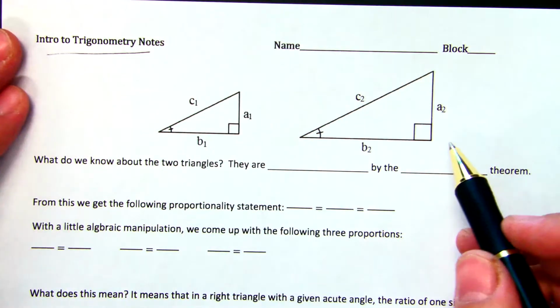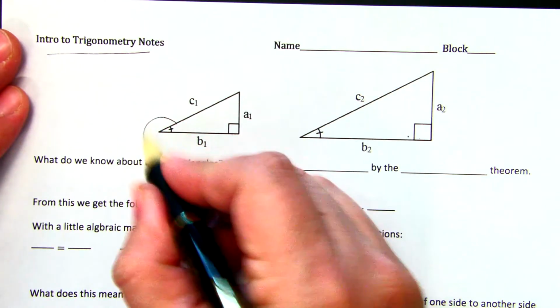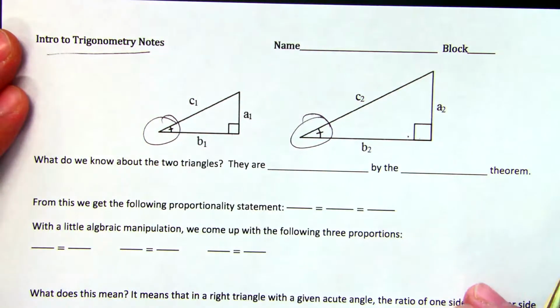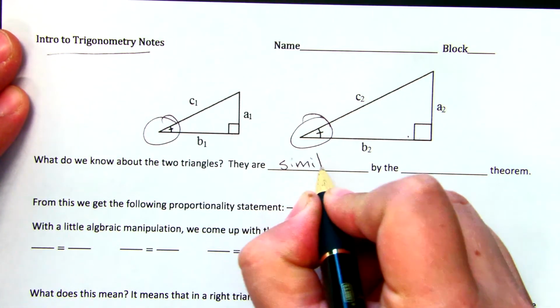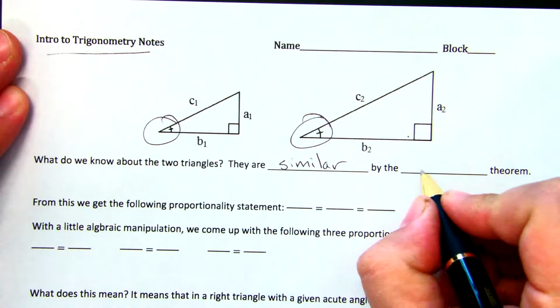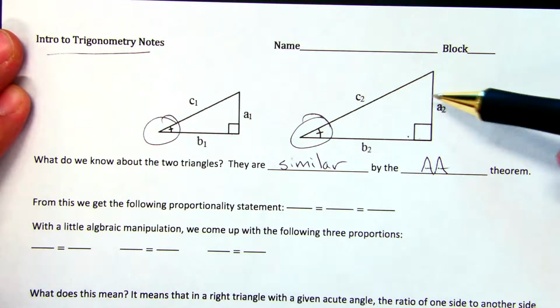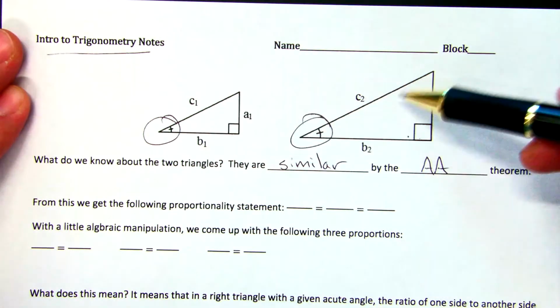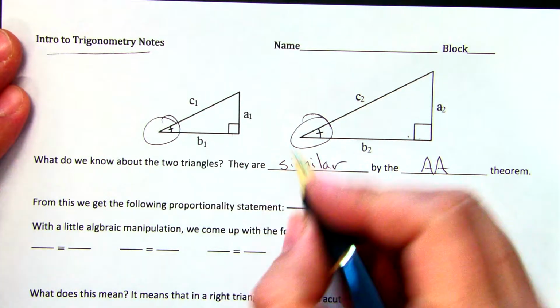We've got two triangles here. All right, we've got two right triangles. They both have right angles, and they have another pair of angles that are congruent. Just from that, we know that the two triangles are, at the very least, similar by the angle-angle similarity theorem. They could be congruent too, but we don't know what A1, A2, C1, C2, or any of those are. So we only know right now that they're similar.